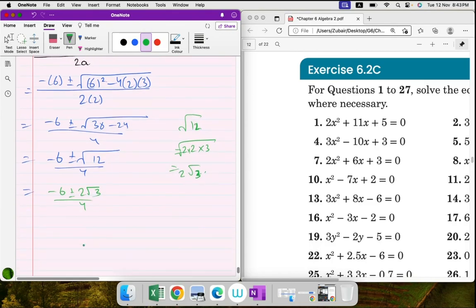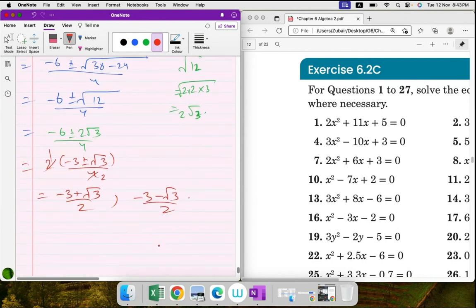Now I'm taking out 2 common in the numerator. This is not necessary, we're just discussing in case. That's minus 3 plus minus square root 3 over 4, 2 one times, 2 two times. So finally, minus 3 plus square root 3 by 2 and minus 3 minus square root 3 by 2. Are you getting the same answers with the calculator?